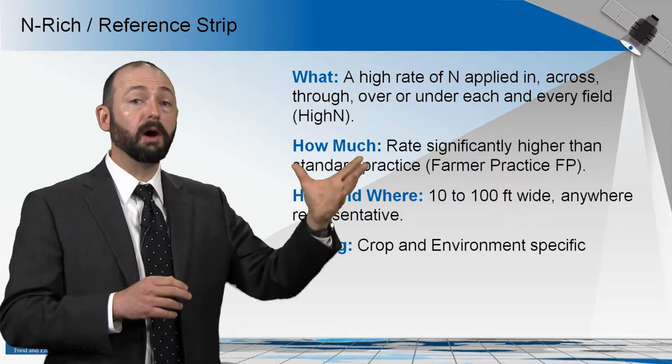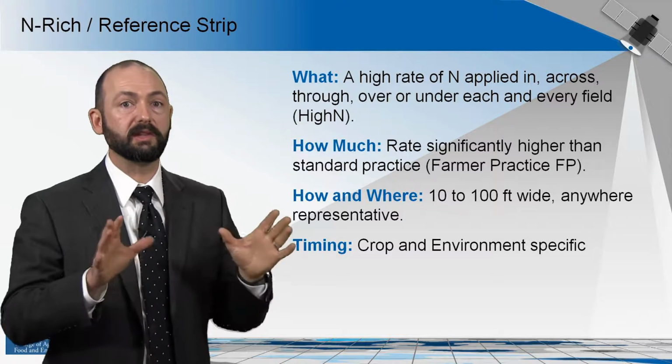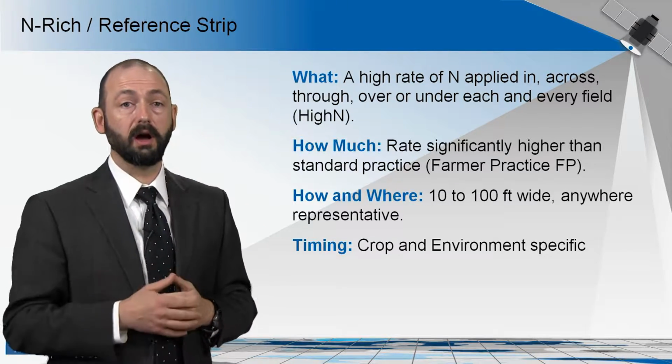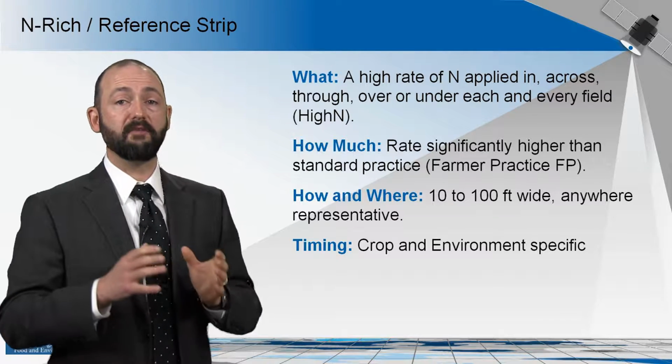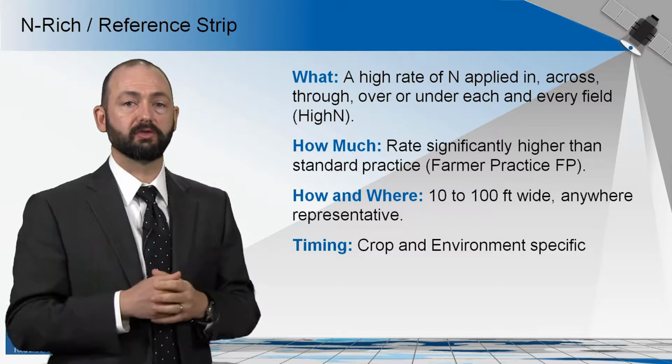People often ask, how much should my reference strip have in it? Well, it should be a rate significantly higher than that standard farmer practice. Maybe you put 50 pounds out before, up until the time of side dressing your corn. And you just want to have more than that so that it is greener and more lush growth.